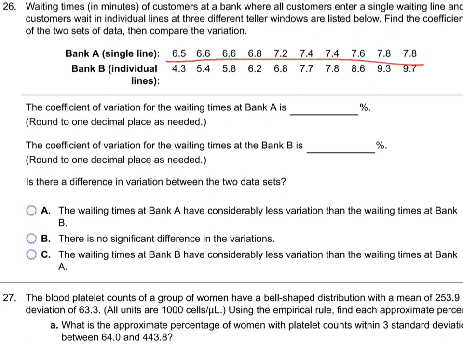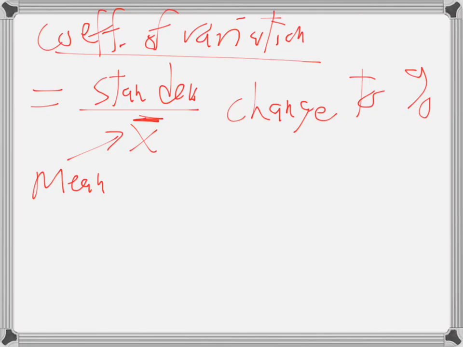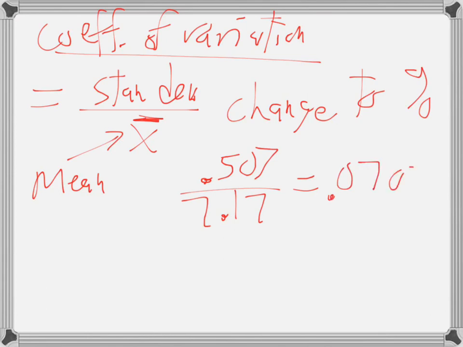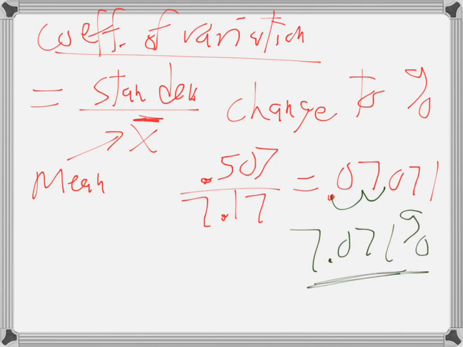All right, so I've got some numbers. Here's what I got: standard deviation 0.507, and x bar 7.17. You guys getting that? Divided by 7.17, that comes out to be 0.07071. Then change it to a percentage. You know what to do, right? Goes 2 places: 7.071. I don't know how many places they want you to round. So it's standard deviation over x bar, changed to a percentage. You get standard deviation right off your calculator. Question?